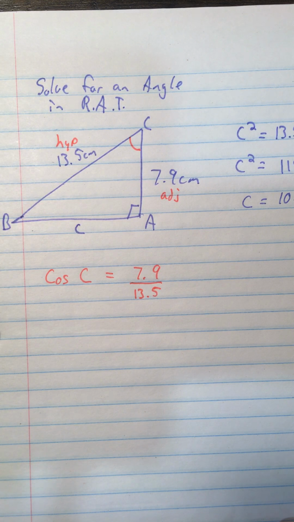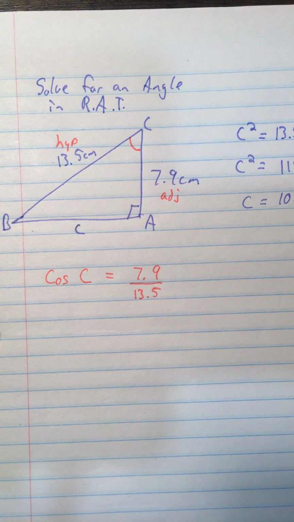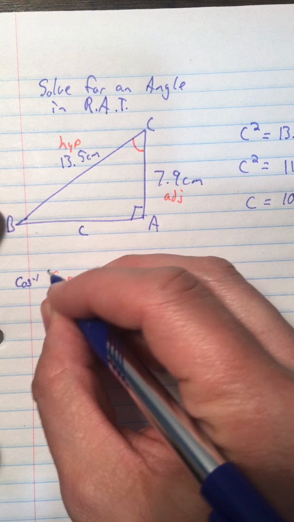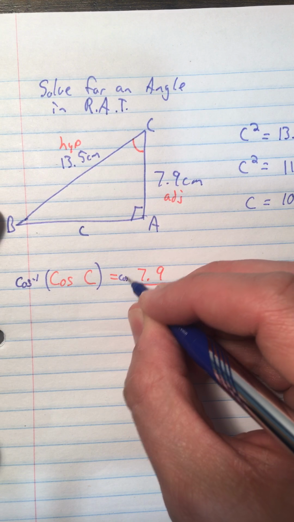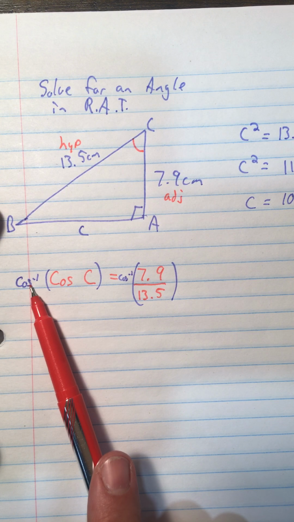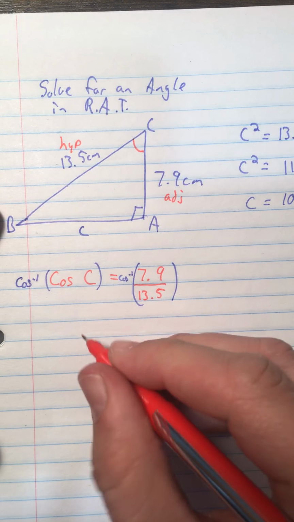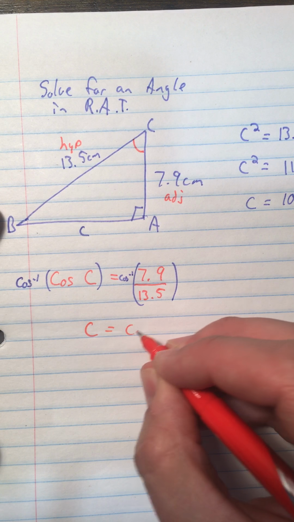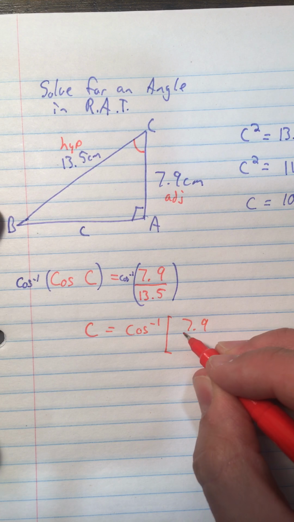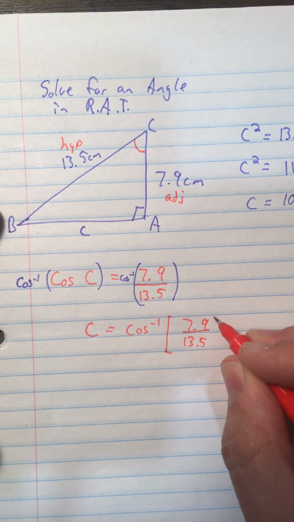This is the only case where you would use the inverse function. The inverse function undoes what a normal function does. So in this case, I am going to take the cos inverse of both sides. My cos inverse is going to undo what my cos does, and I'm going to be left with C is equal to the cos inverse of 7.9 over 13.5.